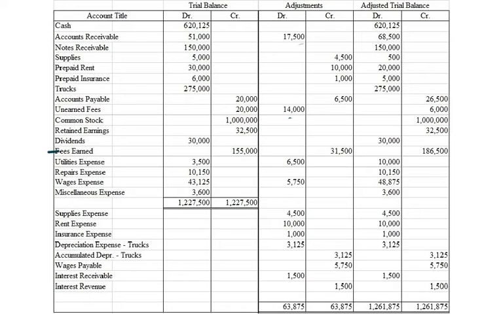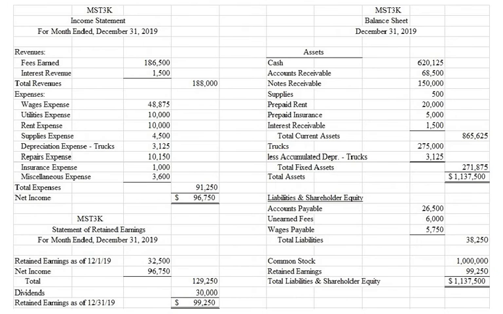So we had fees earned, so that was $186.5 after adjustment, and of course we added a new revenue, interest revenue of $1,500. So when we get to the revenues, you'll see two things there, and again, same semantics as before: name of the company, name of the statement, and then, as is true for the income statement and statement of retained earnings, for month ended, a period of time is described. In this case, December 31st, 2019. So there's our two revenues we have, and they total $188,000, like so.